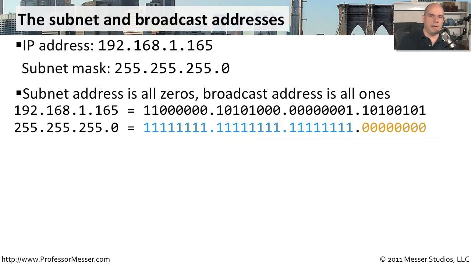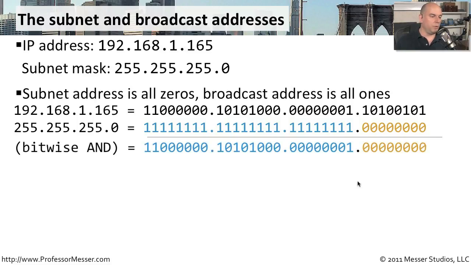Let's take another example. Someone may say to you, here's the IP address of a device and the subnet mask that device is using. What network is it on? We perform exactly the same calculation to determine that. We take the IP address 192.168.1.165 and write out the binary equivalent. We take the subnet mask and write out its binary equivalent.